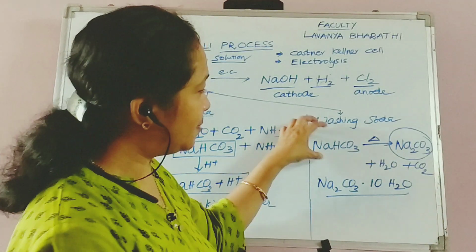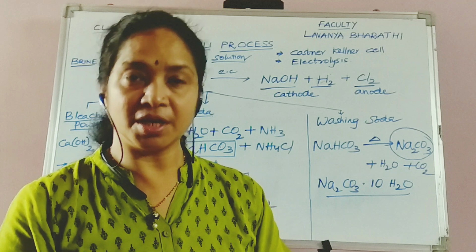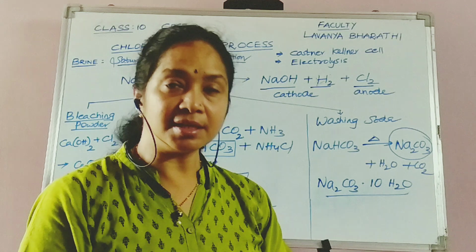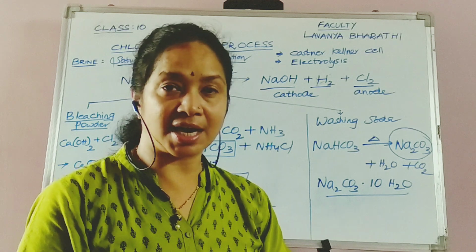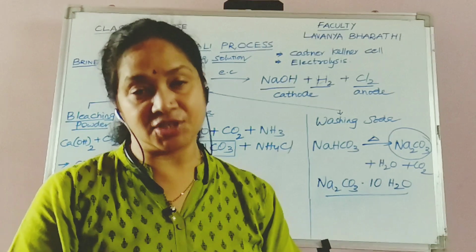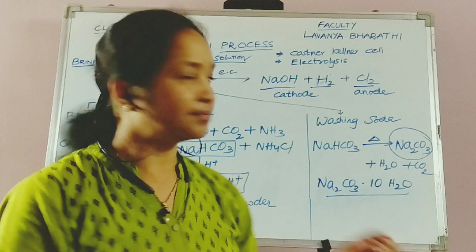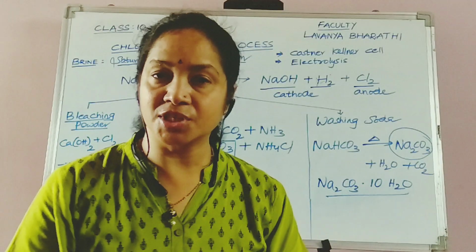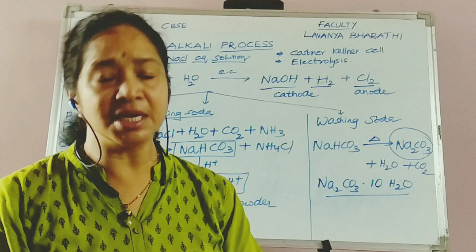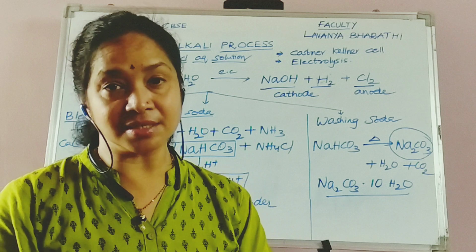First of all, we'll be heating sodium bicarbonate. By decomposition of sodium bicarbonate, sodium carbonate is obtained. Again, that sodium carbonate is recrystallized and you obtain sodium carbonate decahydrate. So that is Na2CO3·10H2O. Again, applications of washing soda: you know that it is widely used for domestic purposes. It is also used in making glass and borax.